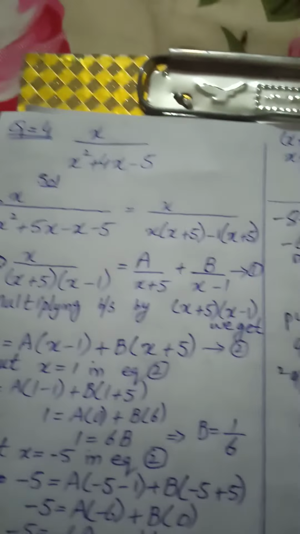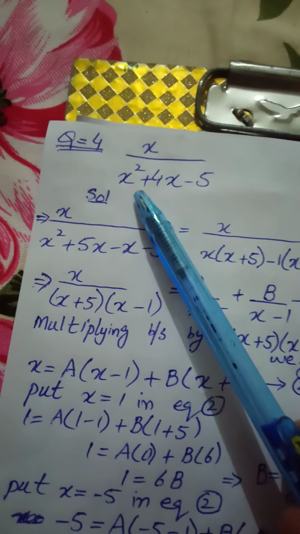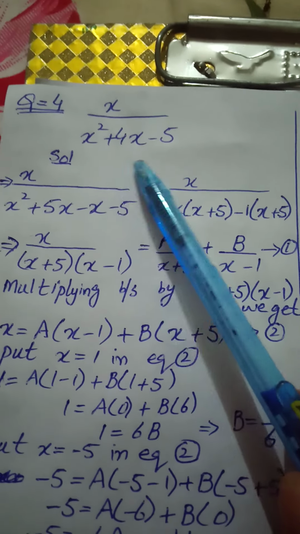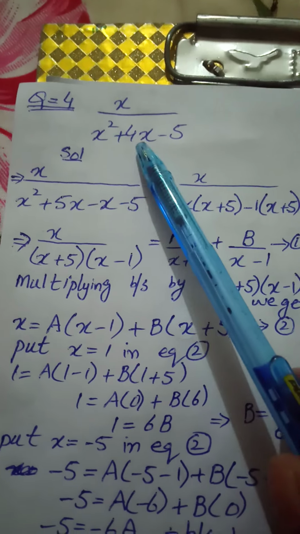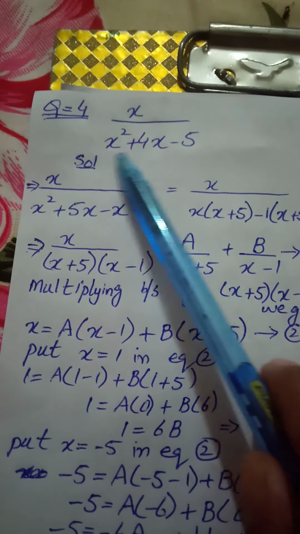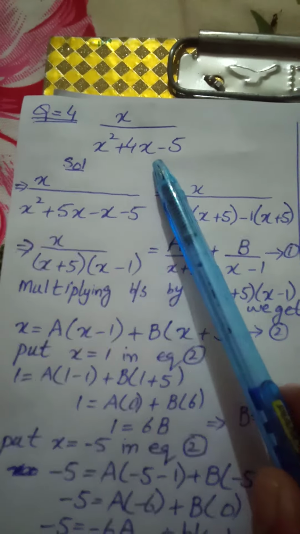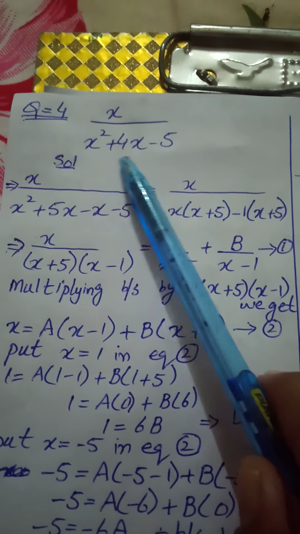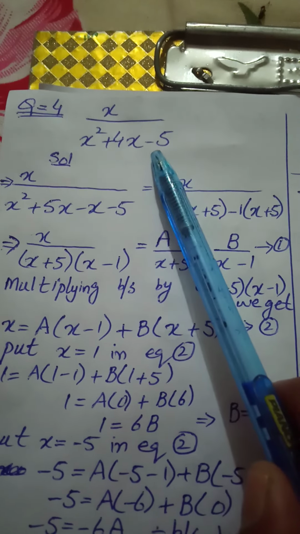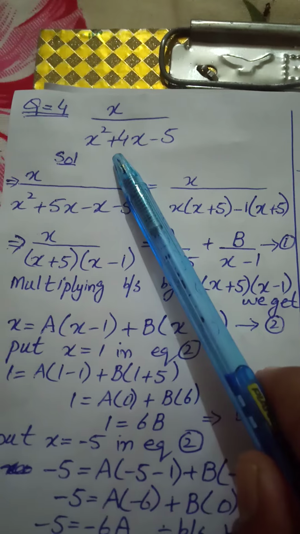Now this is question 4: x into x square plus 4x minus 5. Here we can factorize the denominator, and you know the factorization method in chapter 1.